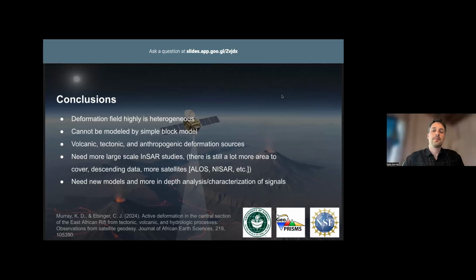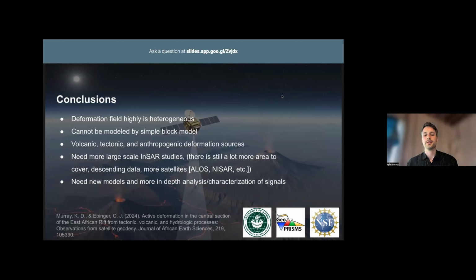Yes, that's a great question. It's pretty variable across the rift. A lot of that has to do with where there's a lot of vegetation. In certain areas, the errors are more or less equivalent to the signal, at least a few millimeters per year. The best we can do is maybe 1.5 millimeters per year error in the drier areas. And it does get better with longer time series, but that doesn't necessarily solve the issue.